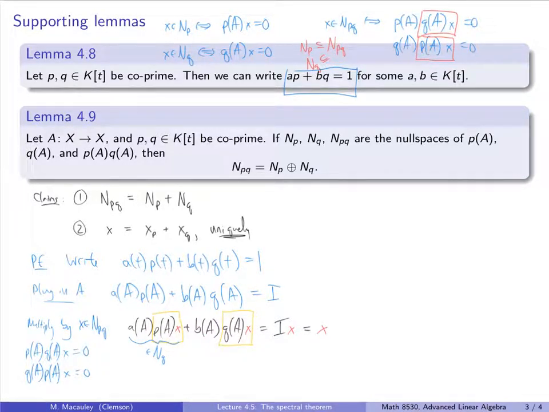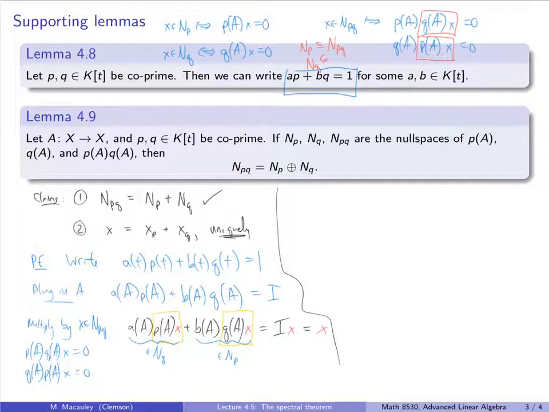Similarly, this entire term here is killed by P of A. If I multiply on the left by P of A, I get P of A times Q of A times x. So this is in N_P. I have just taken an arbitrary element and written it as something in N_P and something in N_Q. So that confirms part 1.